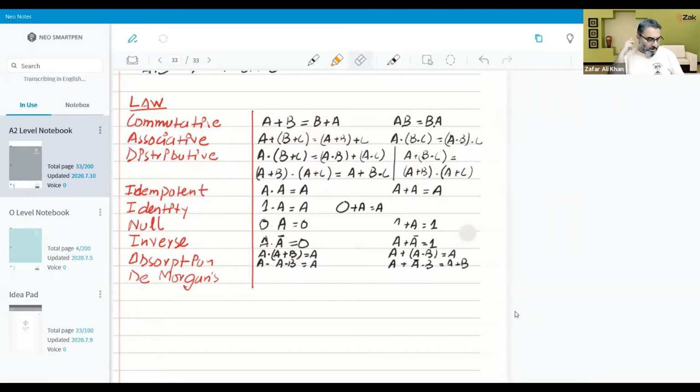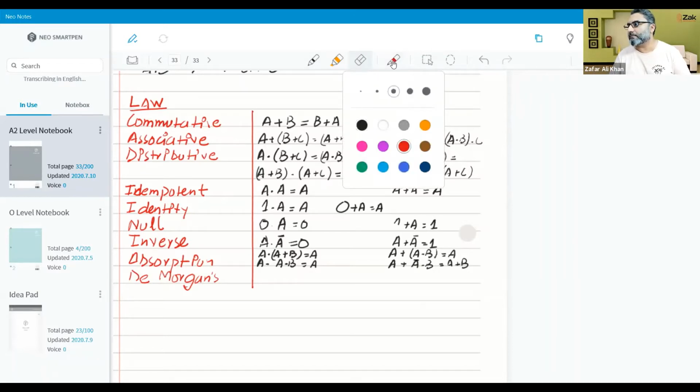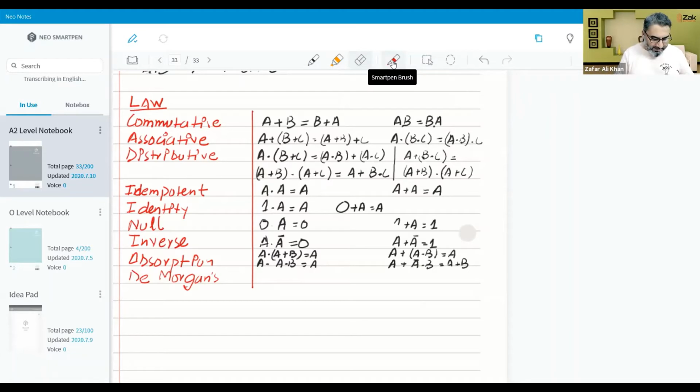And then we have De Morgan's law. De Morgan's law is very important because whenever this question appears, De Morgan's law is applied. It says that A into B whole naught is equal to A naught plus B naught. And similarly, A plus B whole naught is equal to A naught into B naught.